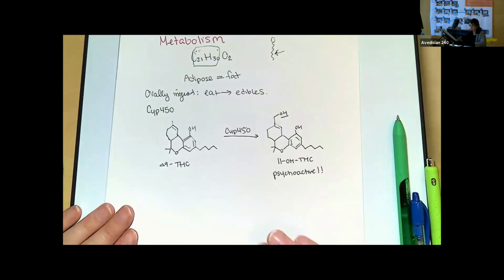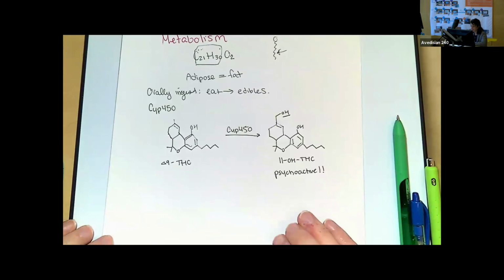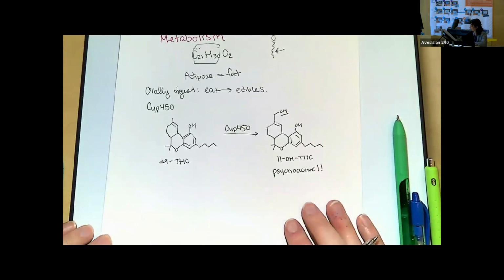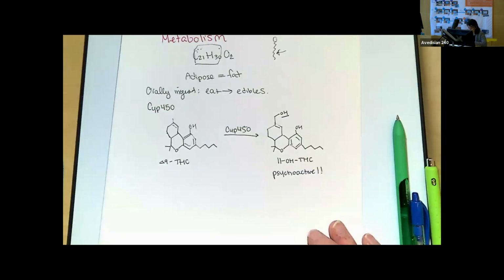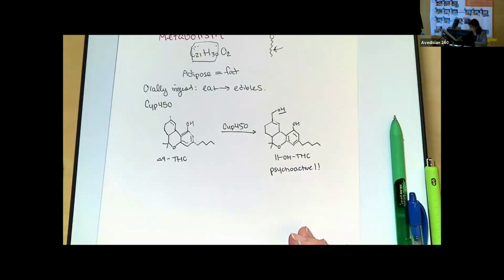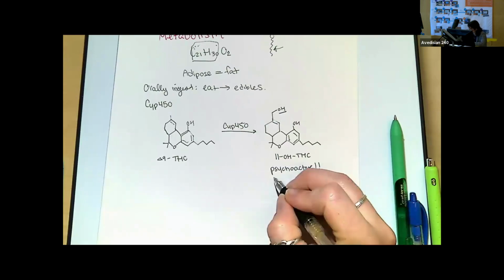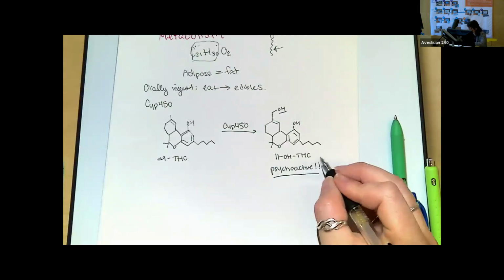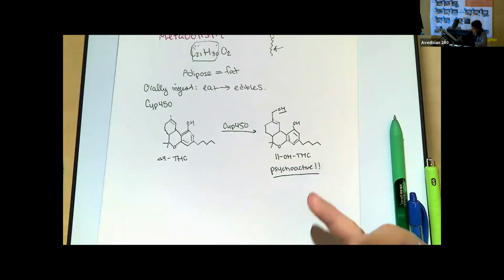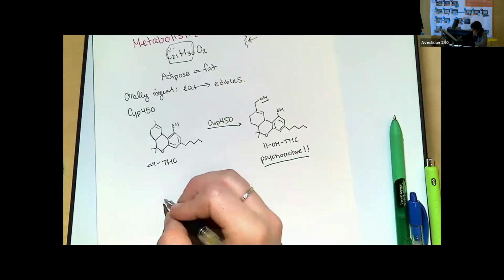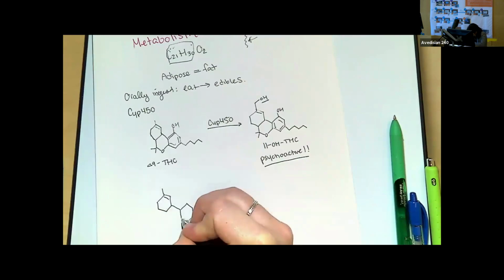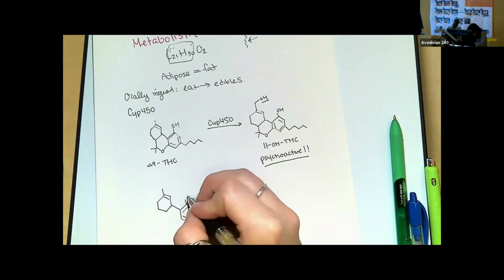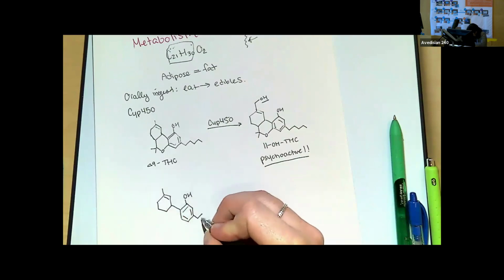You don't always want a crazy psychoactive response, especially when you're taking cannabis for medicinal benefits. You don't want to feel like you're seeing things and kind of going crazy. So this is not an effect that a lot of people want. And a way to prevent the production of 11-hydroxy THC is to take a cannabis strain that also contains CBD. Again, the non-psychoactive cannabinoid in cannabis.